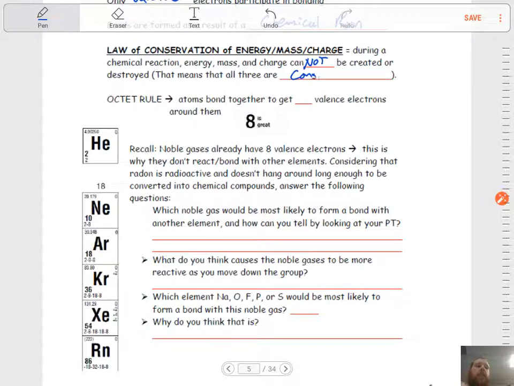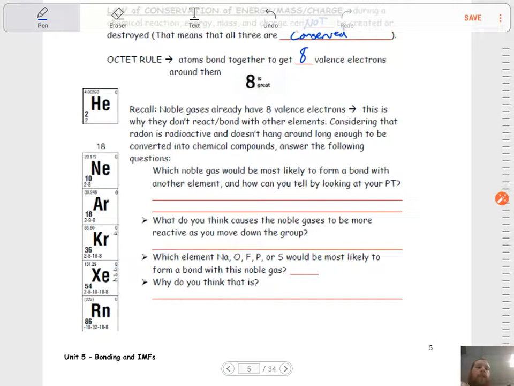Now, this is talking about ordinary chemical reactions, which is the majority of what we will discuss this year. Only nuclear chemistry kind of goes against that, but that comes at the end of the year, so don't worry about it right now. Octet rule again, 8 valence electrons, 8 is great. Again, you guys all know about that.